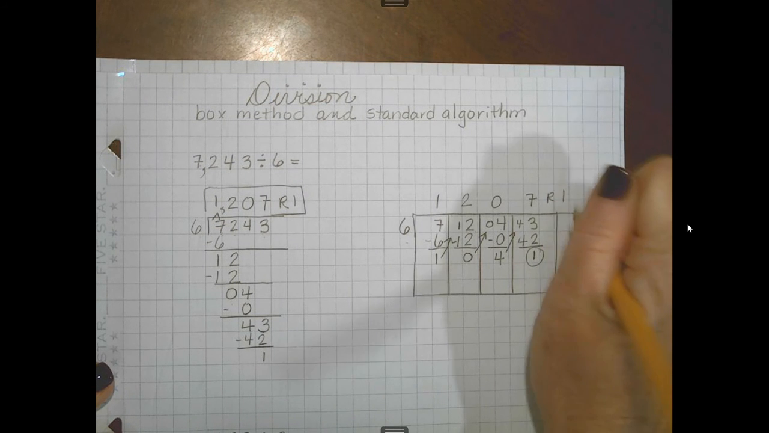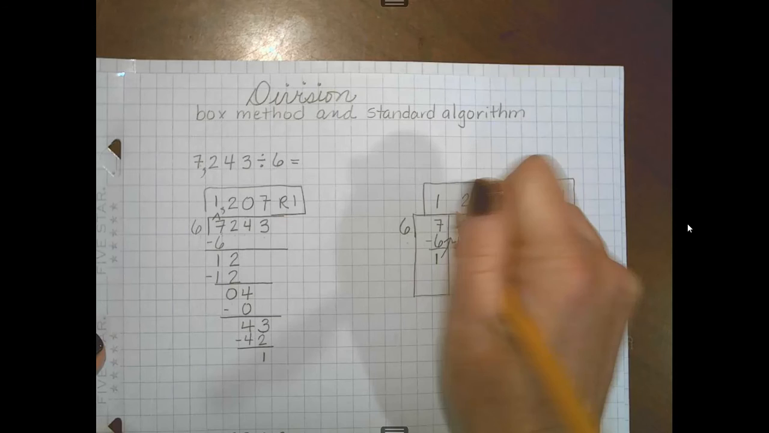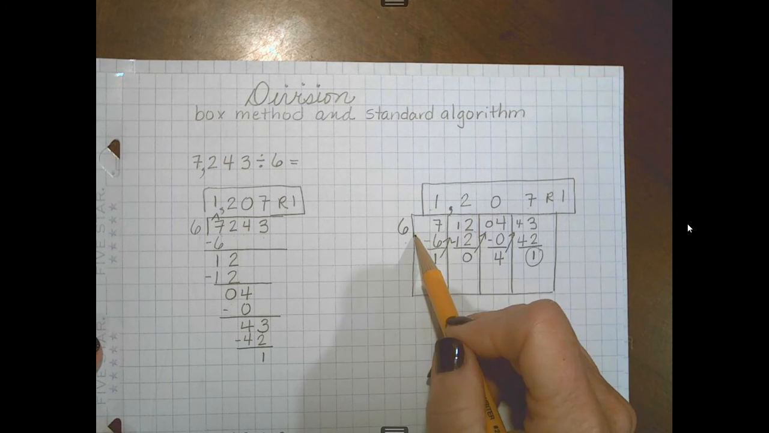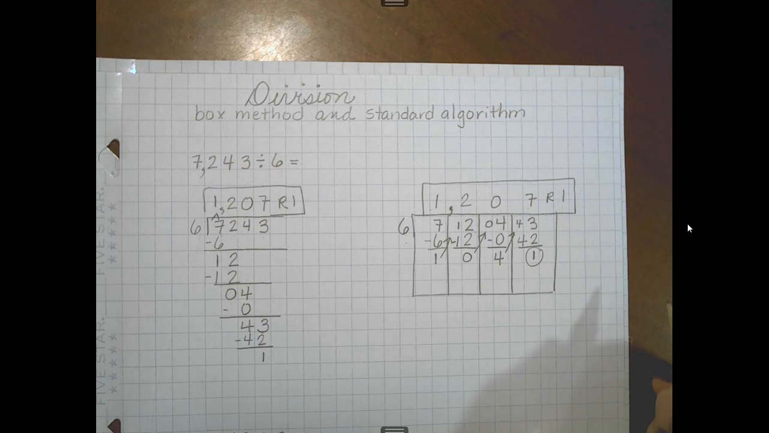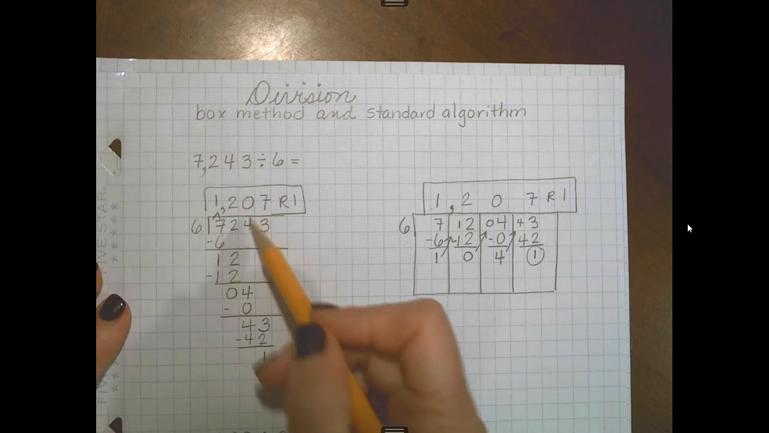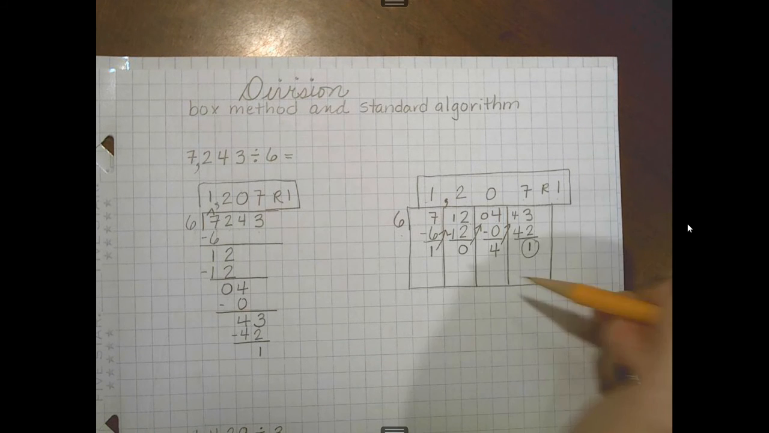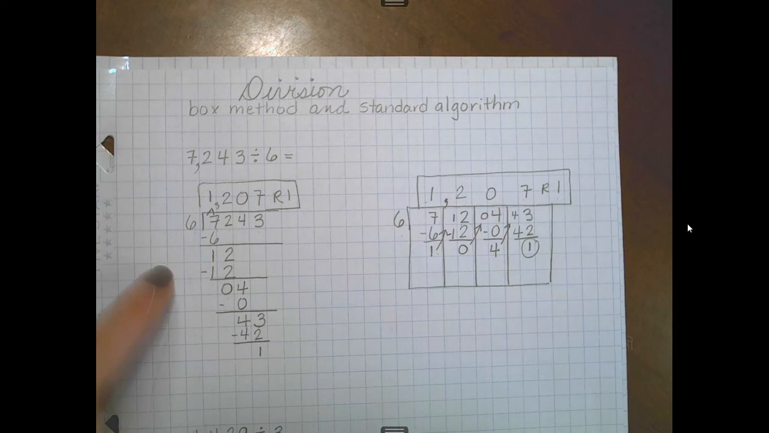So what that means, your answer is right here: 1,207 groups of 6 with a remainder of 1. Two different ways to organize, but really the steps are the same, except in the traditional or standard algorithm, you're bringing down the next number in the dividend. Here, you're bringing up the difference.